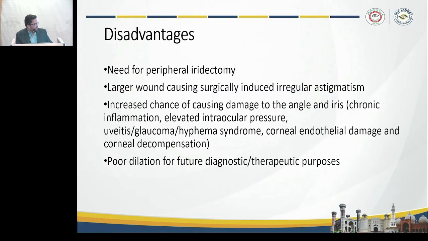Another disadvantage is that you will have poor dilation for future diagnostic or therapeutic retinal procedures. But still, this technique is valid, maybe in resource-poor regions in the peripheries because of its advantages.